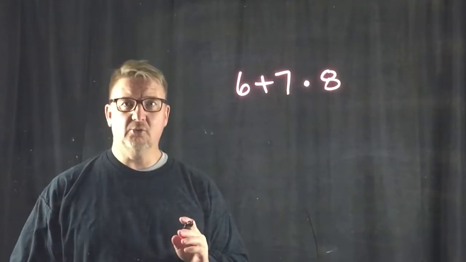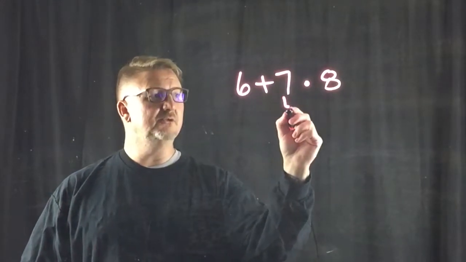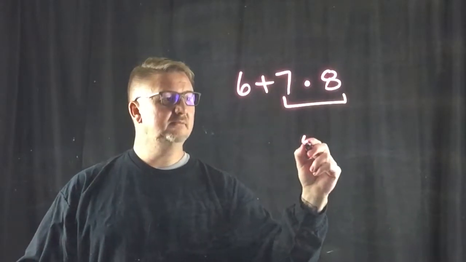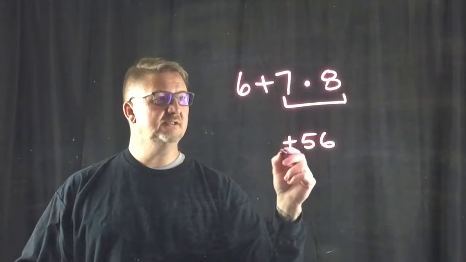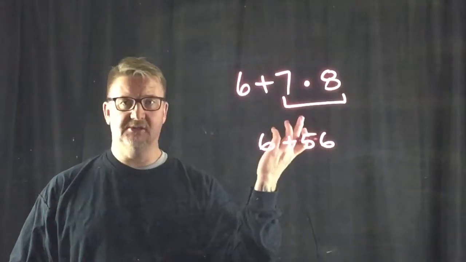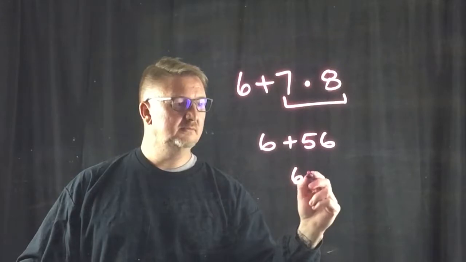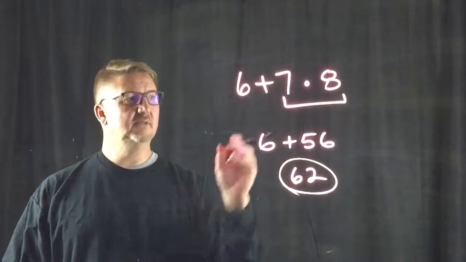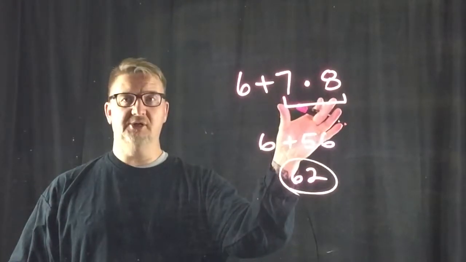According to PEMDAS, according to the order of operations, we want to do multiplication first. So 7 times 8 is 56. And then we just bring our 6 down and we say 6 plus 56 is 62. 62 is our final answer. PEMDAS, we do multiplication first, then our addition.